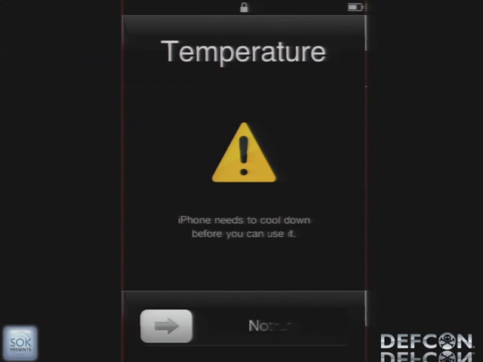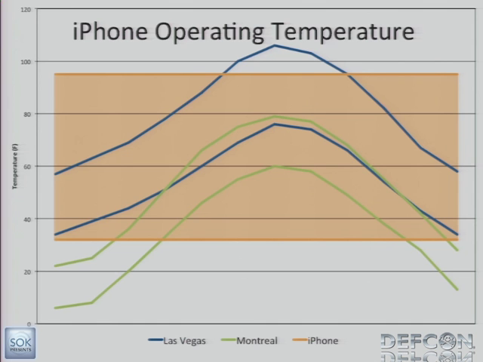This is what happens when your iPhone gets too hot and eventually tells you. But did you ever wonder what happens maybe before the screen has a chance to come up in devices that don't have one, or even under what temperature it comes on anyway? So I've got a handy graph here for you guys. This is the iPhone operating temperature as taken from the Apple website, plotted against 2 climates in North America, one here in Las Vegas and one in Montreal, Canada.